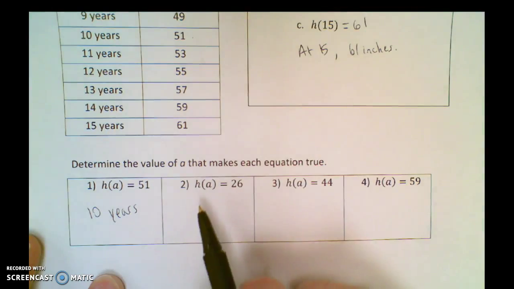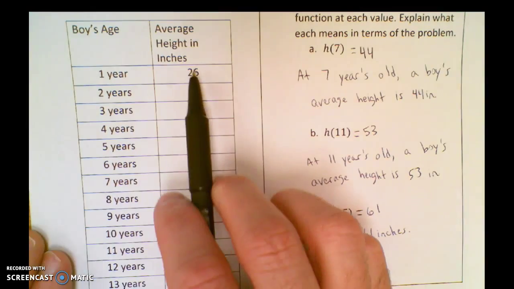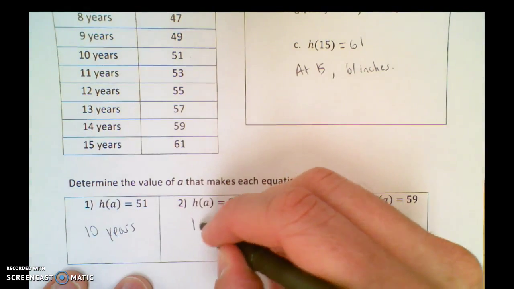The next question asks for the output of 26 inches. So you find the output of 26, and you say what input value gives you that output. The input value for that is 1. So 1 year.